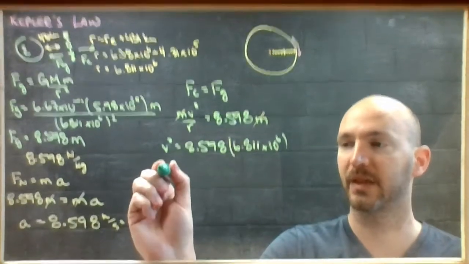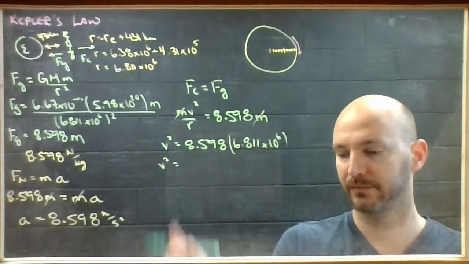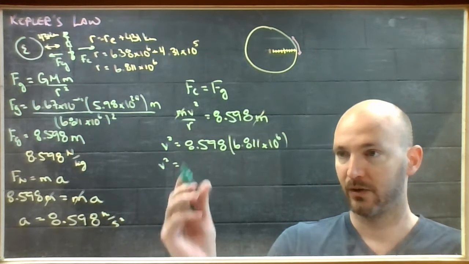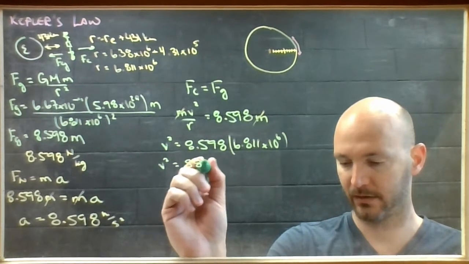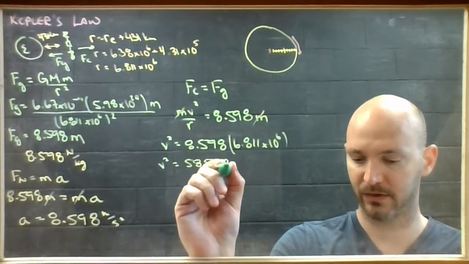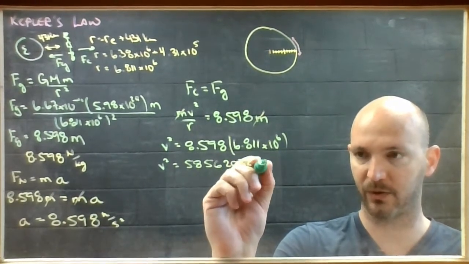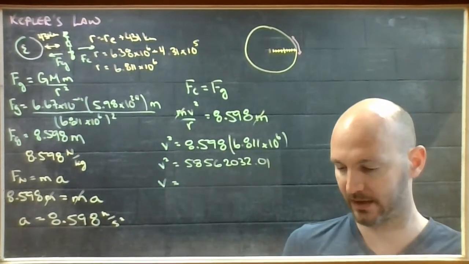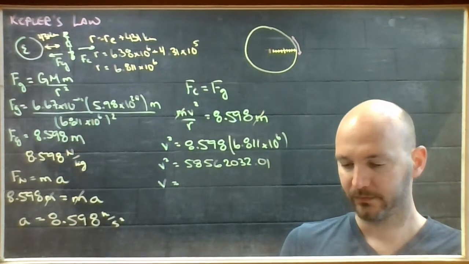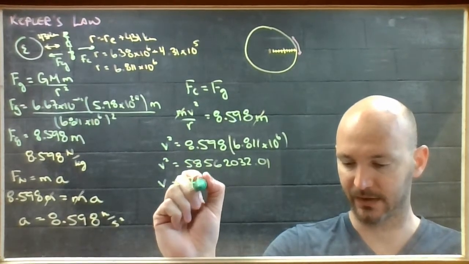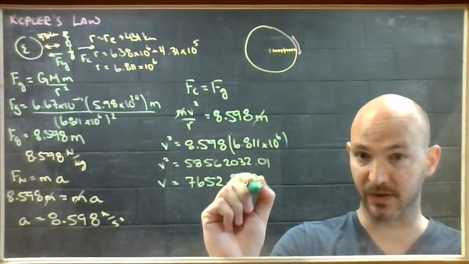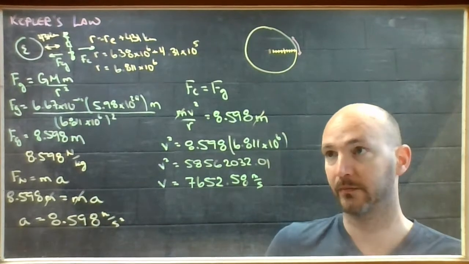All right, so v squared would be that number times 6.811 times 10 to the 6, which is 58,562,032.01. That is v squared though, fortunately. So I'm going to square root that to get my answer, and I get 7,652.58 meters per second. Neat.